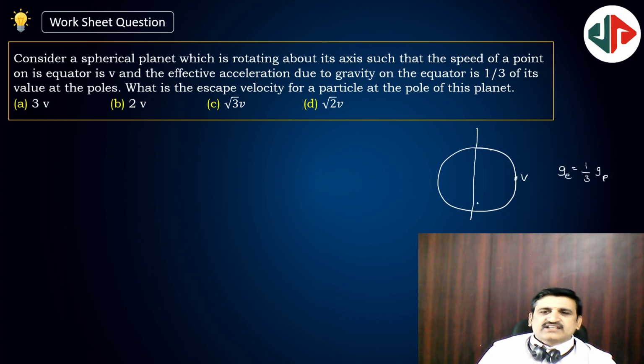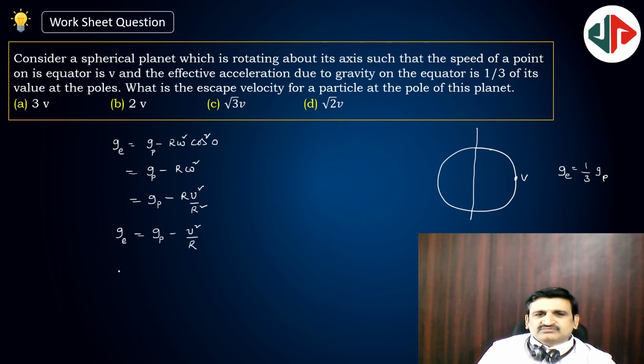Next, the relation for g at the equator is g at the equator equal to g minus r omega square cos square phi. Here phi is 0 degrees, that means g poles. So g equator is equal to g poles minus r omega square. What is omega? v by r. So r v square by r square. So you get g poles minus v square by r, that is equal to g equator.